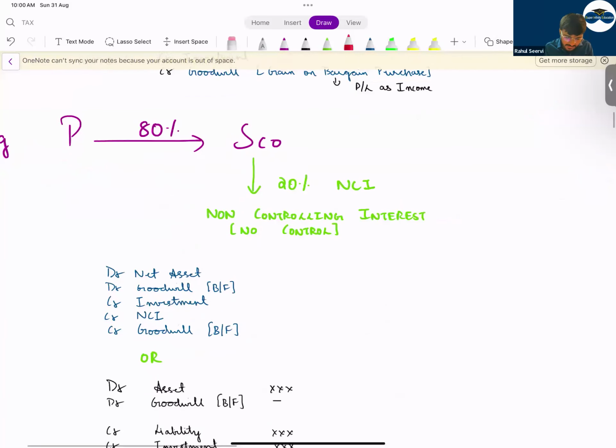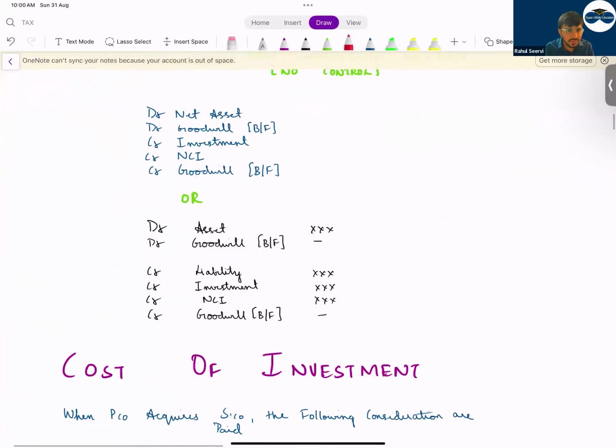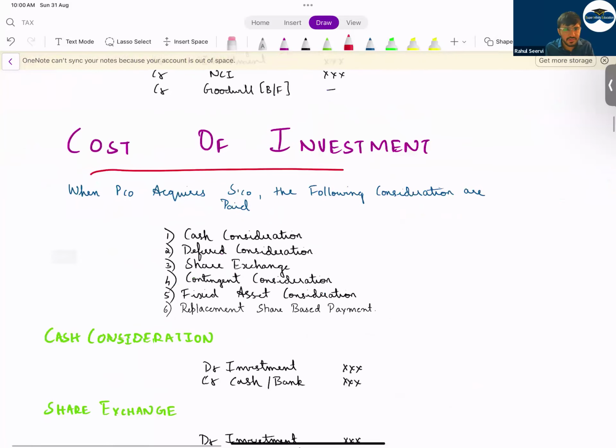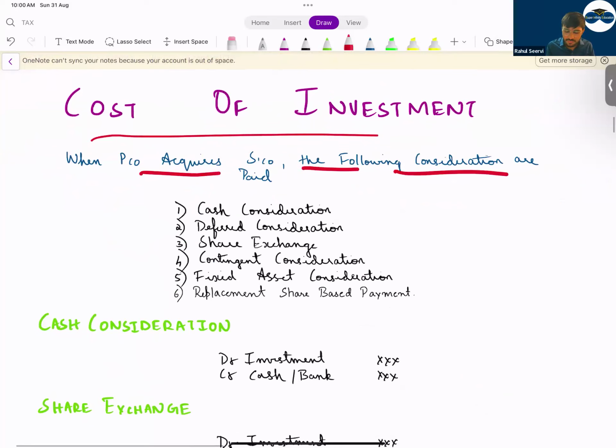Sometimes NCI will also be there, so you should record the NCI also. Now coming to the first calculation, cost of investment. When P acquires S, the following considerations are paid: either cash consideration, deferred consideration, share consideration, contingent consideration, fixed asset consideration, and replacement share-based scheme.